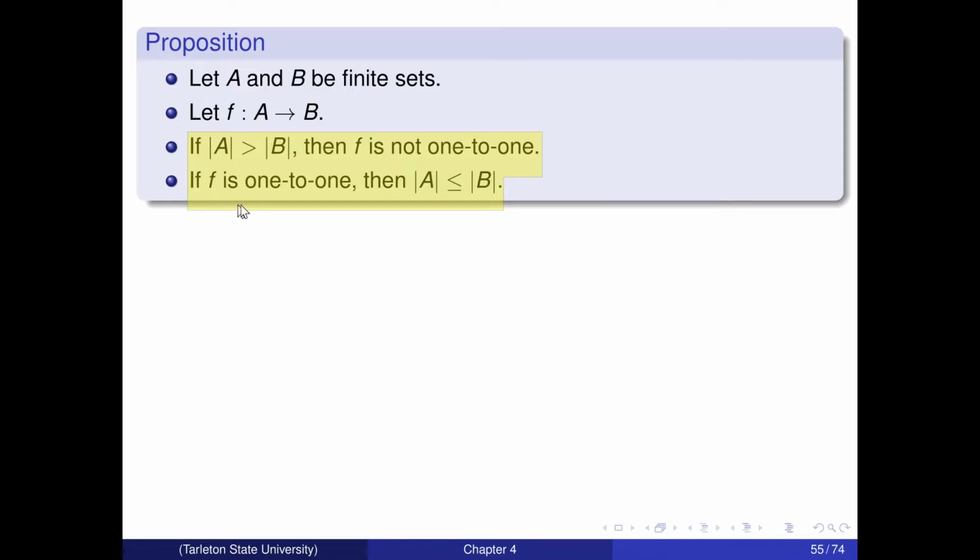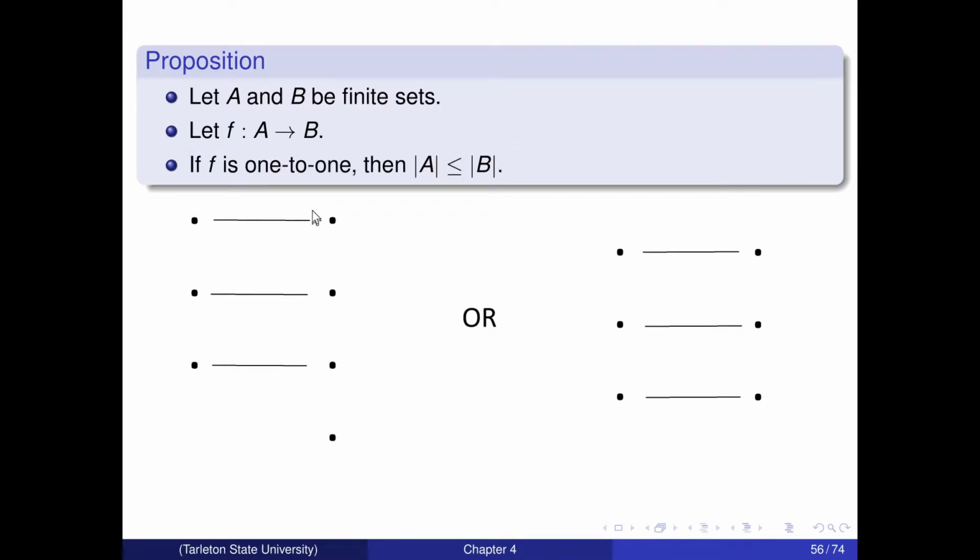So yeah, this says that if f is 1 to 1, the cardinality of the domain has to be less than or equal to the cardinality of the codomain. And we can see a picture of this. These are kind of the two examples that can occur.